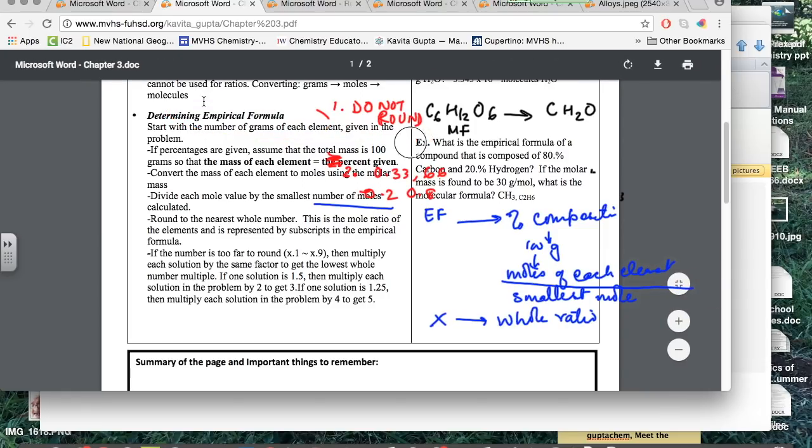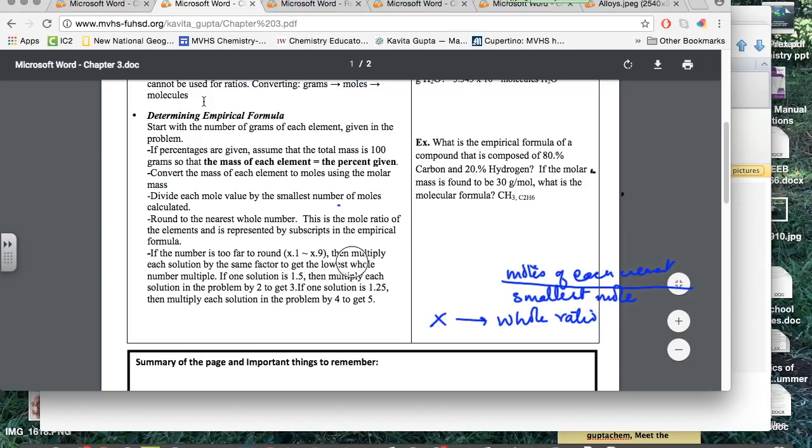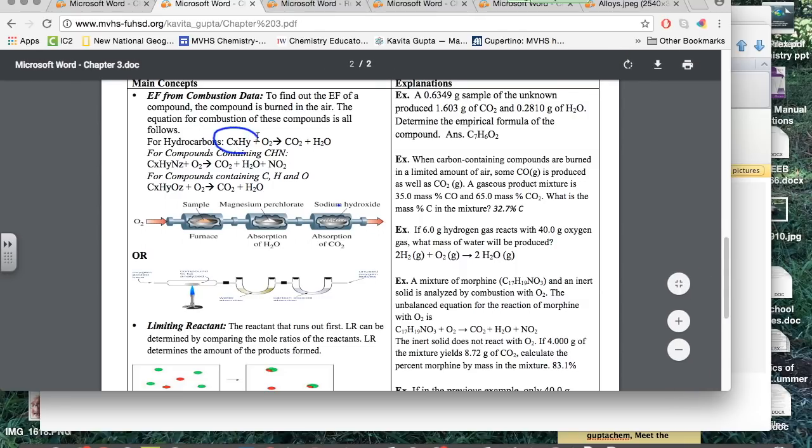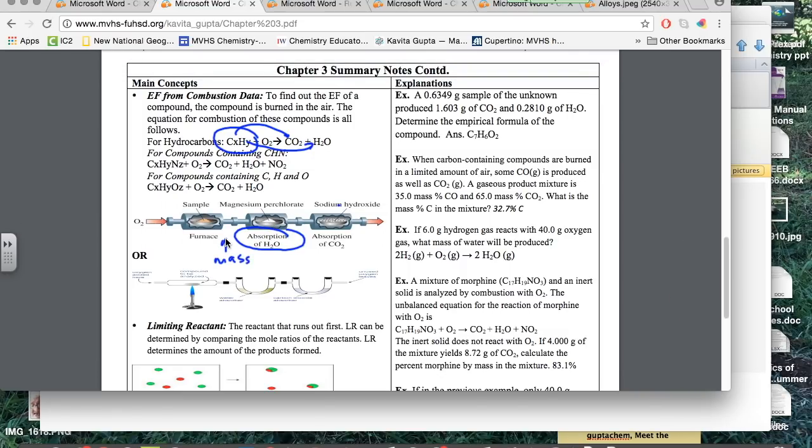You can also calculate empirical formula from combustion data. Because most compounds have carbon and hydrogen in them, combustion works well. And the setup for combustion looks like this. If you go a little down here, you take your sample of hydrocarbon, made up of only carbon and hydrogen, and as you burn it in oxygen, carbon makes carbon dioxide and hydrogen makes water. You pass oxygen over the sample, and we have a water-absorbing substance in this chamber, and by the increase in mass of this, we can figure out how many grams of water.